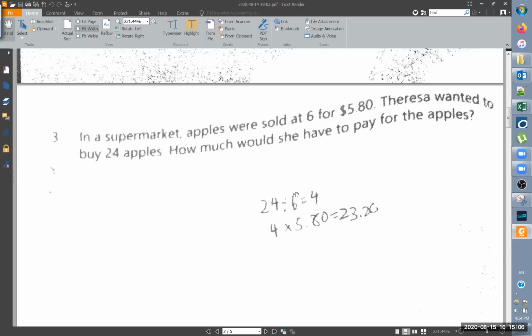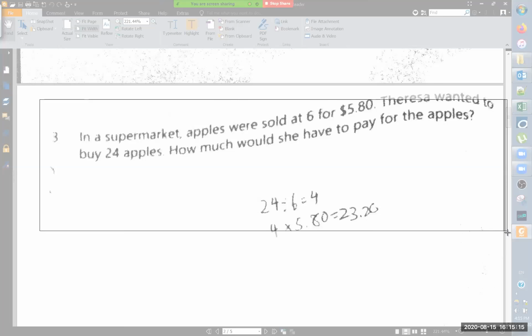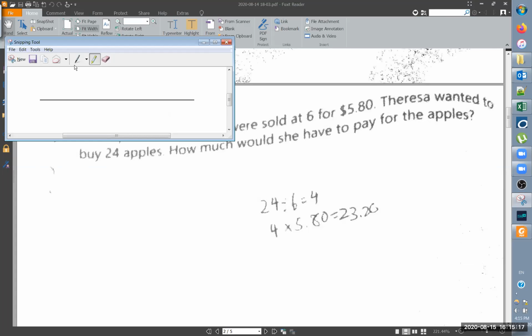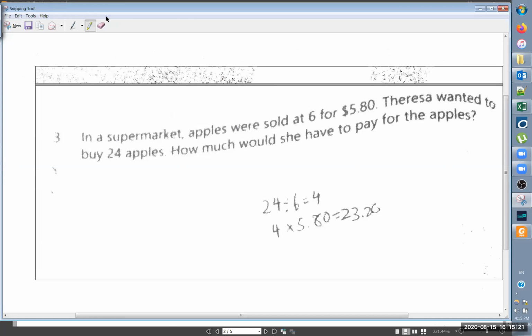So basically in the supermarket, apples were sold at 6 for 5.80. So 6 of them is 5.80. So you get 6 apples. Okay? So how much for 24 apples?